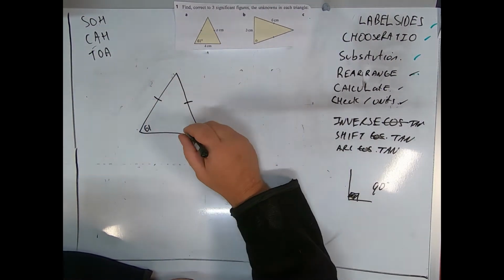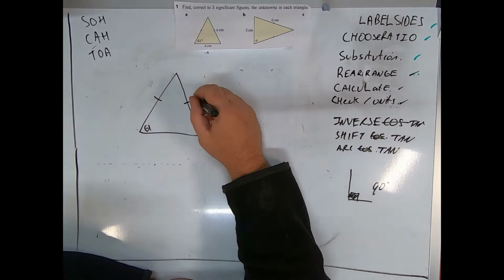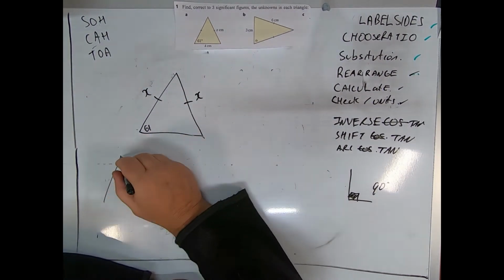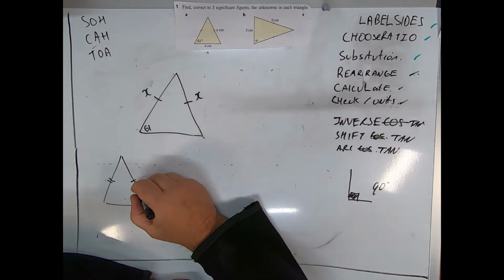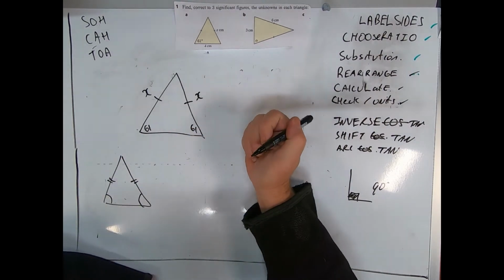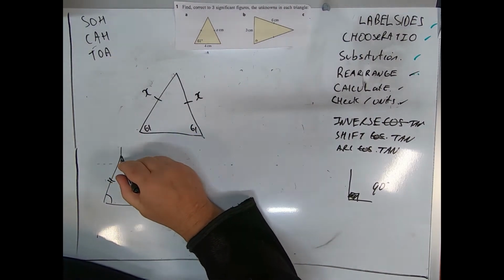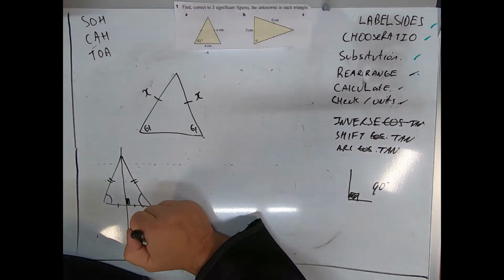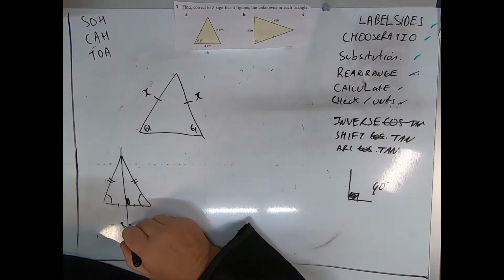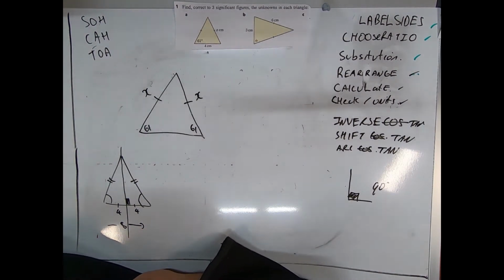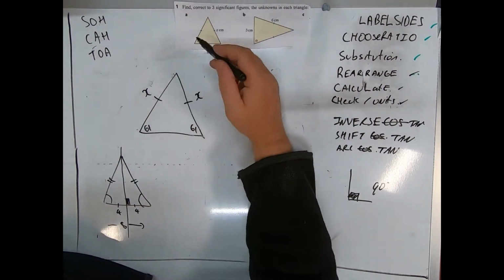However, there is an isosceles triangle. So these signs mean that if that is x, that is also x. Isosceles triangles have two sides the same, and the bottom two angles are also identical. There's also one more property. If we cut it in two, it always forms a right angle, and the base is cut exactly in half. If that had been 8 across the bottom, it's now a 4 and a 4. So that's the property of isosceles triangles that we're going to use for this question.